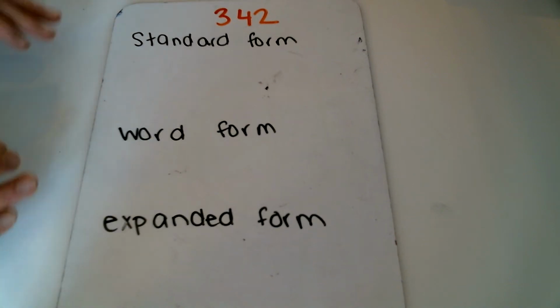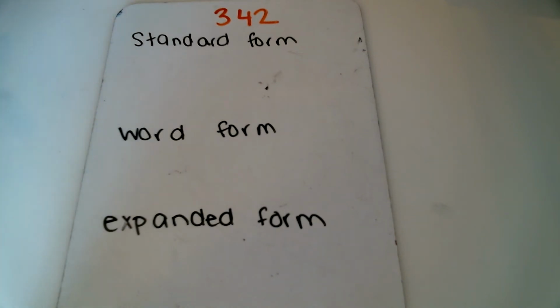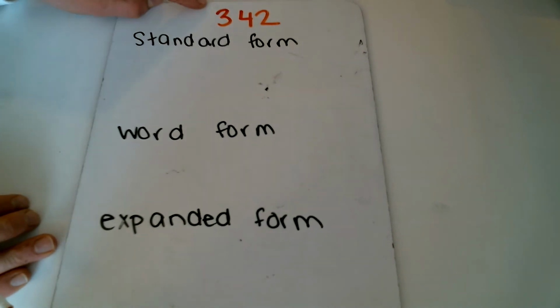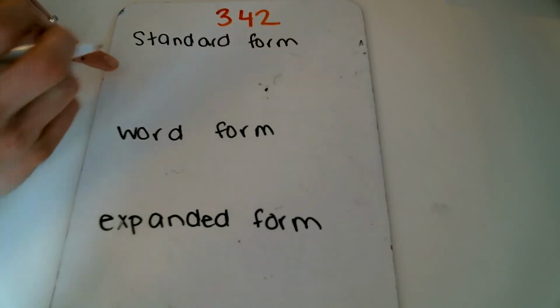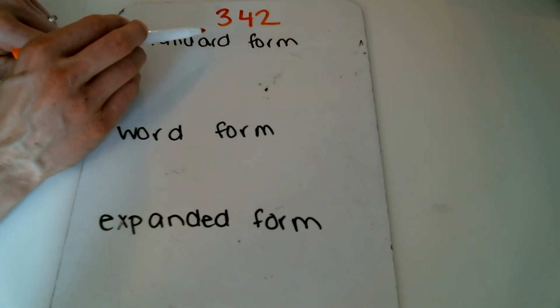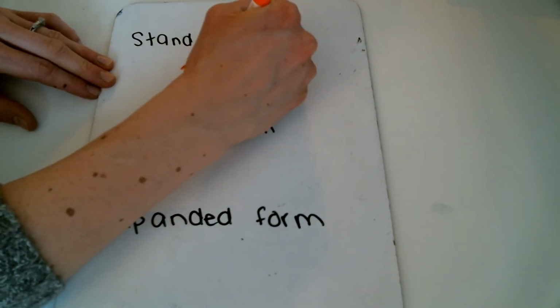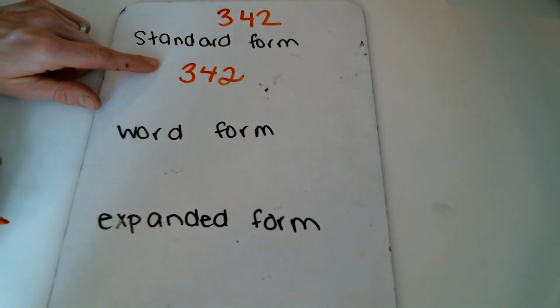We are going to now go and talk about the different ways we talk about numbers here. Okay, so if I had the number 342, 342 is currently in standard form. Standard form is the way that we write our number just with the digits. 342. That is standard form.